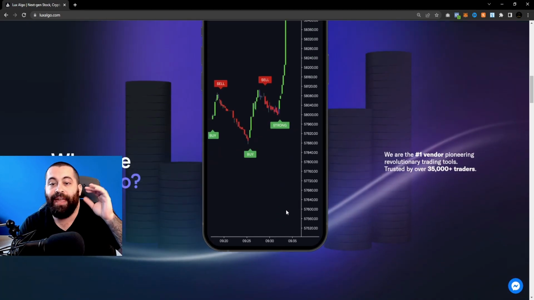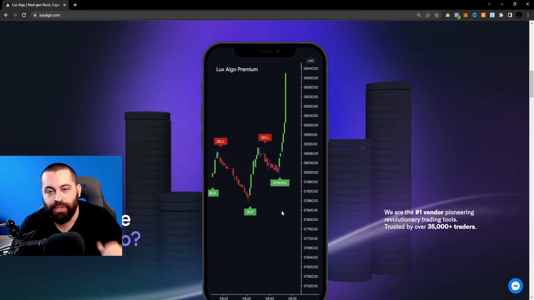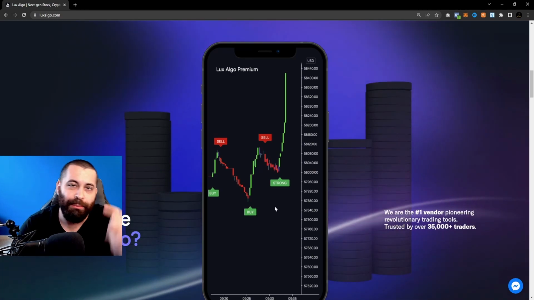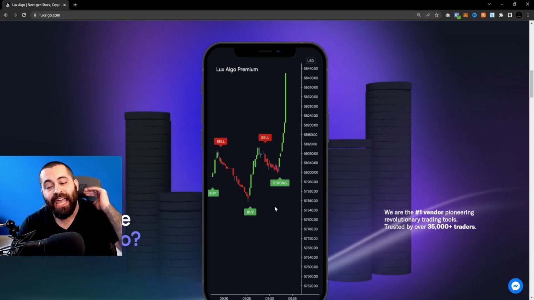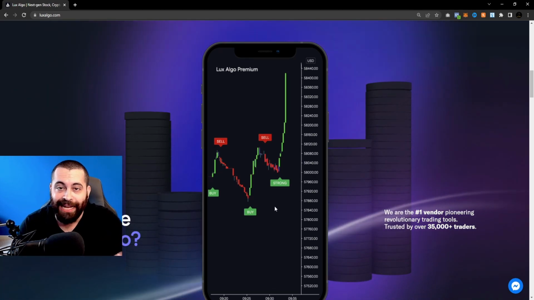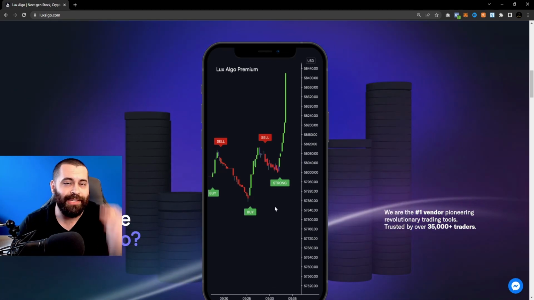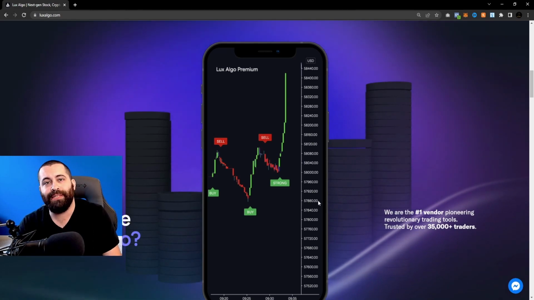These guys have an amazing plugin. I use it myself all the time. It provides you buy sell signals so that you can actually know when to take profits, guys. If you're looking to buy low, sell high, that's what we are all trying to do, right? This is an incredible plugin and you do not want to miss out on this.